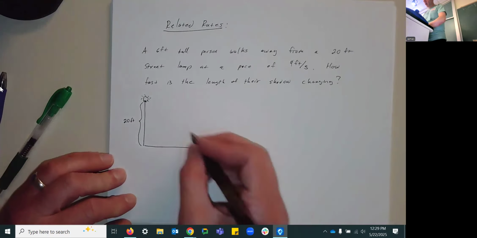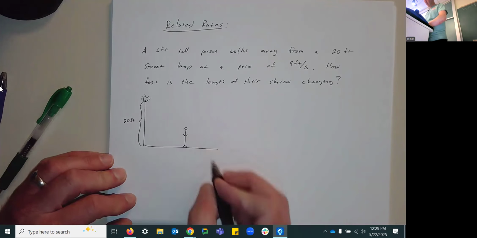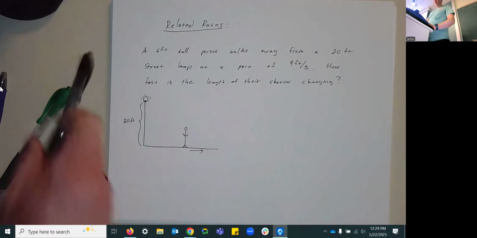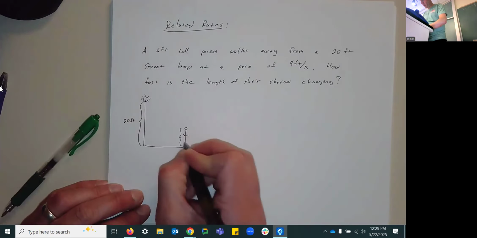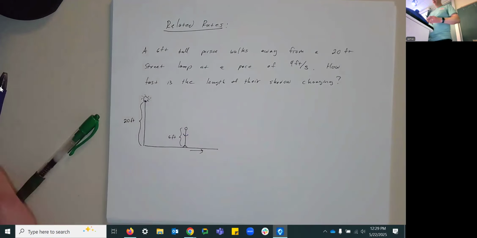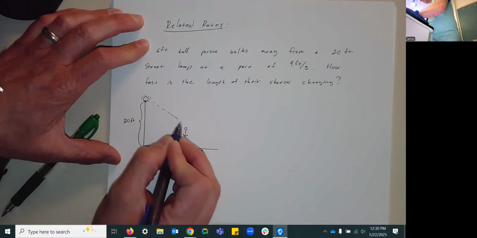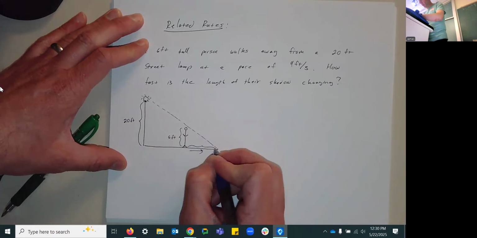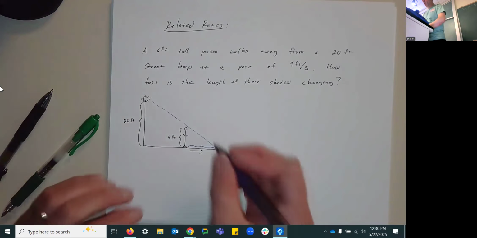And then over here, some person who is 6 feet tall, and they're walking away from the street lamp, so they're going that way. Let me label how tall they are. They're 6 feet tall. And what we care about is how this length, specifically how this length is changing. So since that is a length that is changing, we're going to give it a variable name. I'm going to pick y.